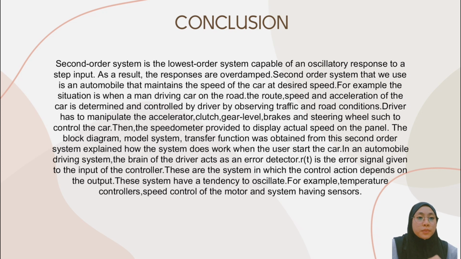Next, the block diagram model system transfer function was obtained from the second order system. Explain how the system does work when the user starts the car. In an automobile driving system, the brain of the driver acts as an error detector. The error signal is given to the input of the controller. These are systems in which the control action depends on the output. This system has a tendency to oscillate, for example, temperature controller, speed control of the motor, and systems having sensors.